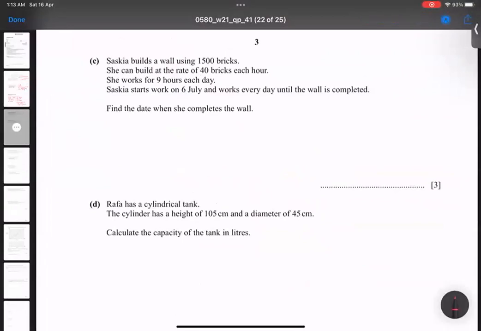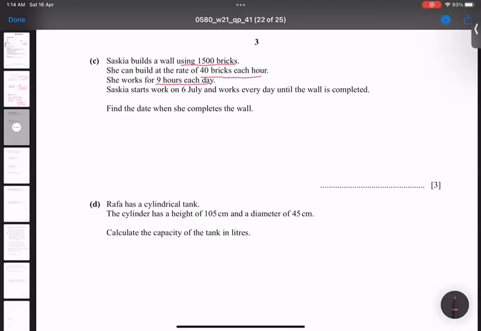The first part asks: S built a wall using 1500 bricks, and she can build at a rate of 40 bricks each hour. The total number needed for one wall is mentioned. She works for 9 hours daily. S starts work on 6 July and works every day until the wall is completed. What date does she complete it? So we want to find the time.